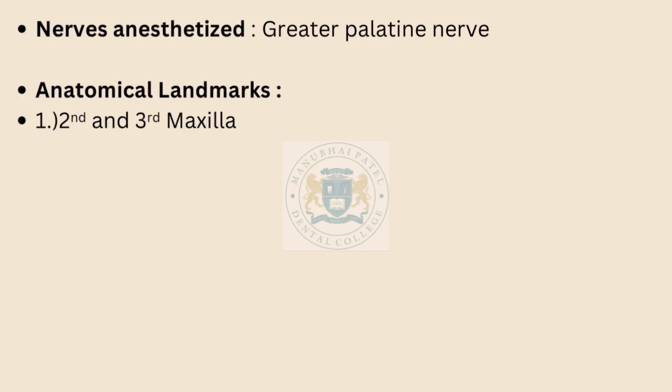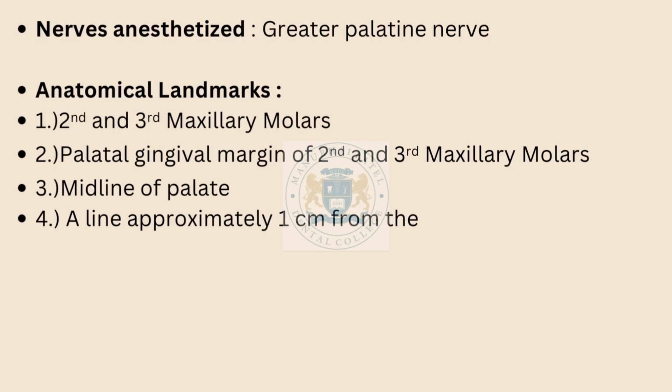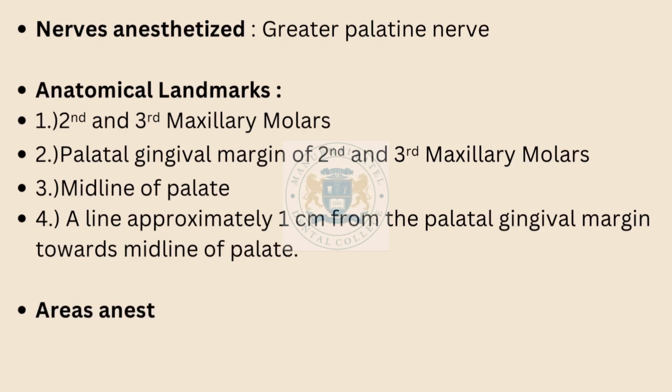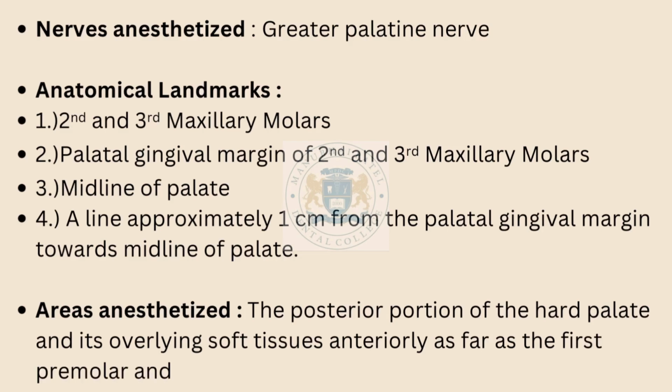Nerves anesthetized: greater palatine nerve. Its anatomical landmarks are: number 1, second and third maxillary molars. 2, palatal gingival margin of the second and third maxillary molars. 3, midline of the palate. 4, a line approximately 1 cm from the palatal gingival margin towards the midline of the palate. The areas anesthetized are the posterior portion of the hard palate and its overlying soft tissues anteriorly as far as the first premolar and medially to the midline.